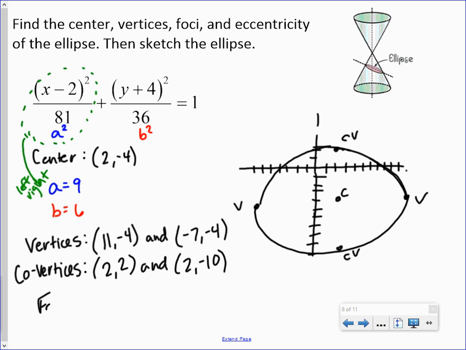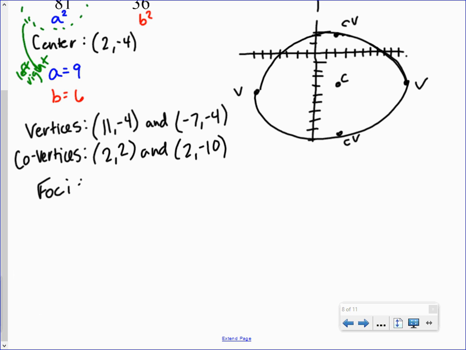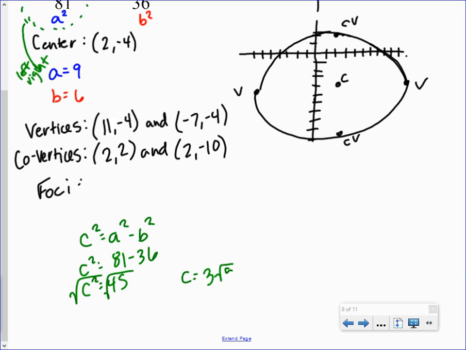In order to find C, we got to use that thing that looks similar to, but is not the same as, the Pythagorean theorem. C squared equals A squared minus B squared. And you already know what A squared is, 81. B squared is 36. So C squared is equal to 45. And then I would take the square root of both sides. Now, for the actual value of C, when you're giving me the foci points, I want it to be exact. So I would simplify the square root of 45, which is 3 square root 5.